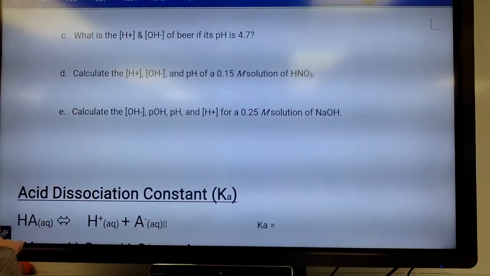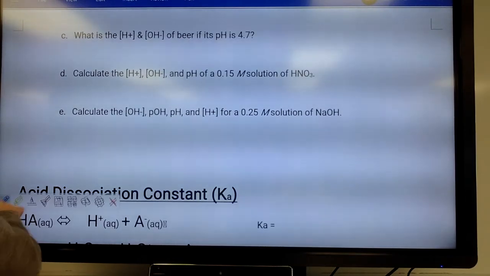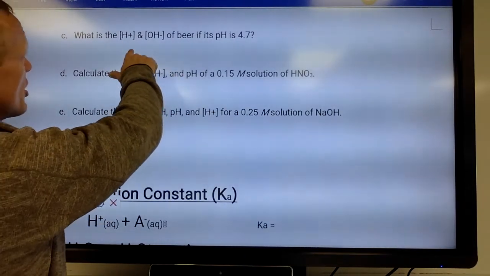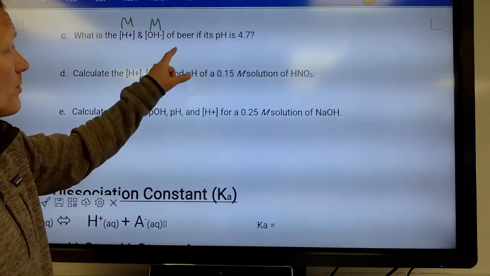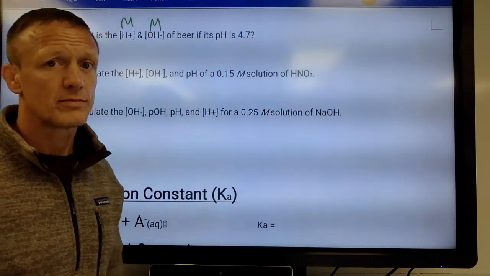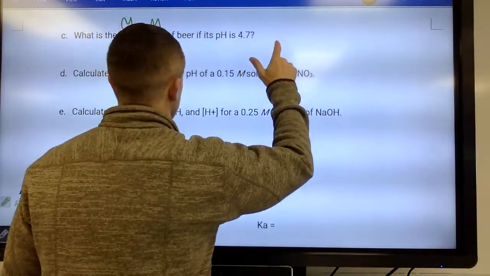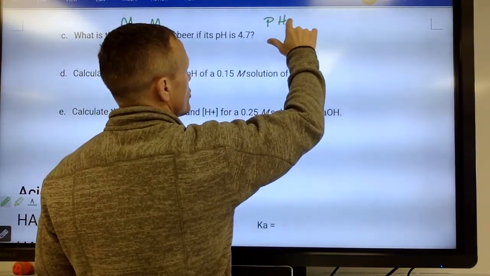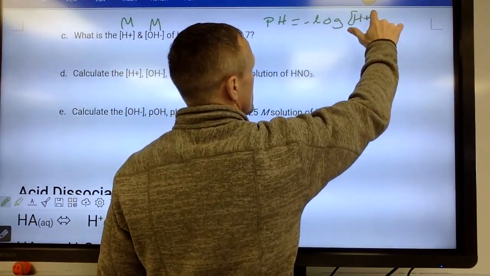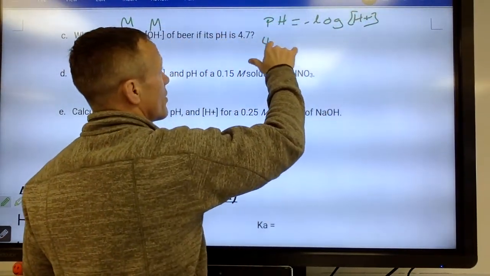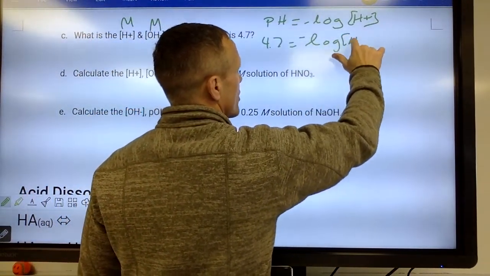Couple more here. Just got to get used to using these equations some. What's concentration H plus? We want the molarity of that of beer if its pH is 4.7. So now it's giving us a pH. So if we think about our pH equals negative log of the concentration of H plus ions, put our 4.7 out here, equals negative log of the concentration H plus ions.